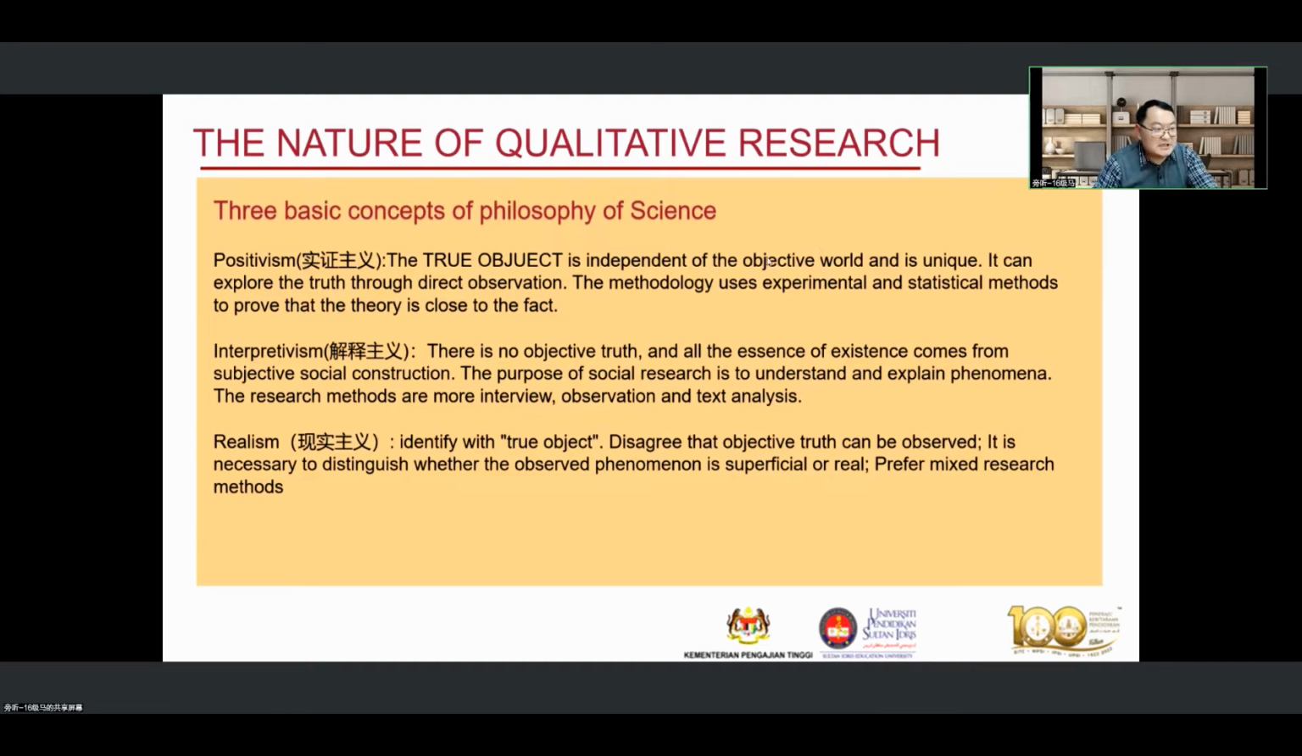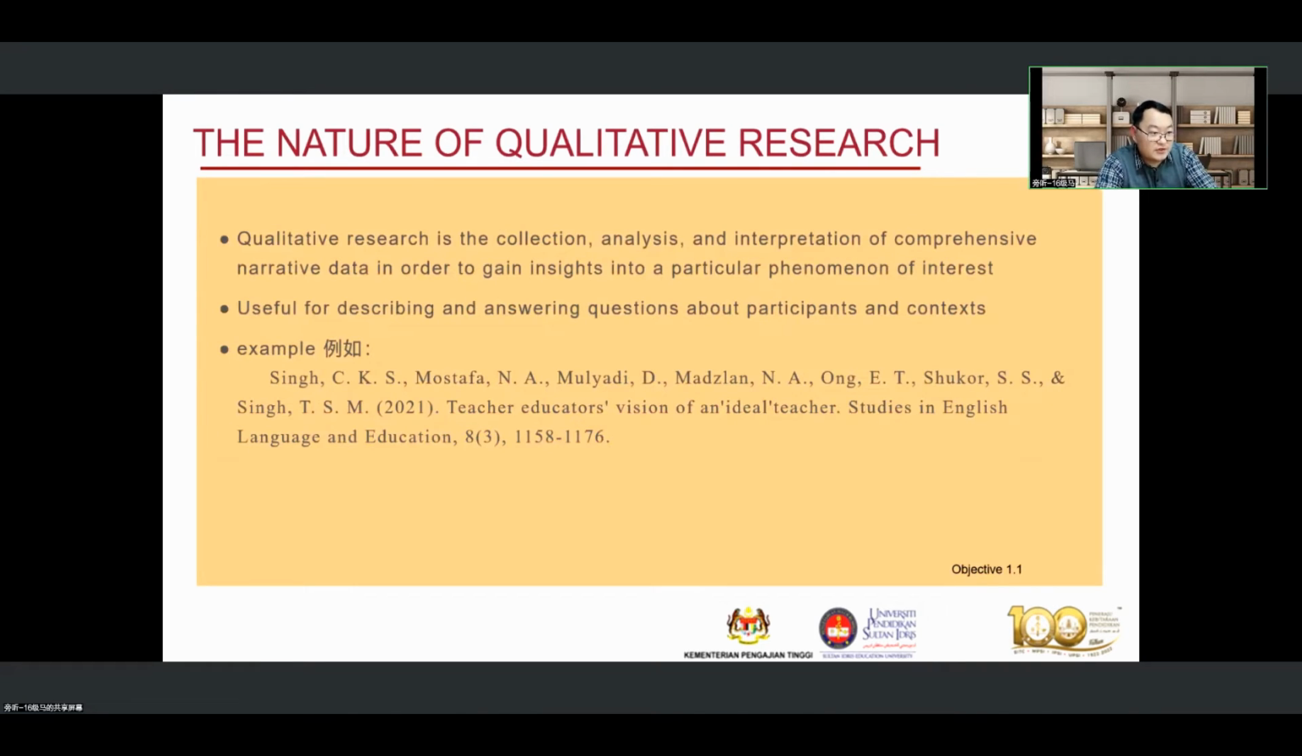As just said, qualitative research is the collection, analysis, and interpretations of comprehensive narrative data in order to gain insights into a particular phenomenon of interest, used for describing and answering questions about participants and contestants. There is an example.